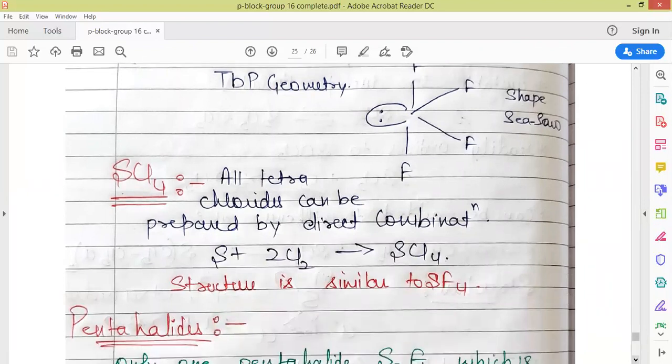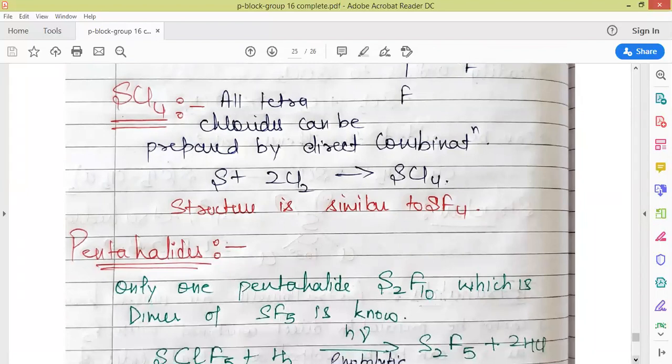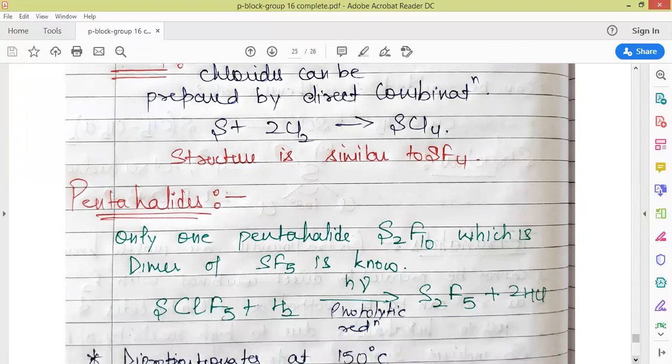Next tetrachloride is SCl4. All tetrachlorides can be prepared by direct combination except for SF4. The reason, which we have already discussed, is the high reactivity of fluorine, the reaction cannot be stopped at the tetrahalide stage, but it will go further to the hexahalide stage. So we adopt a different reaction procedure for the preparation of SF4, which I have discussed, and the other reaction is also there.